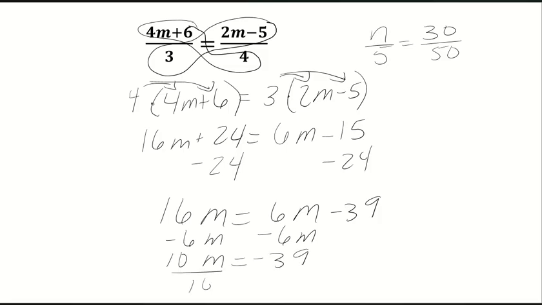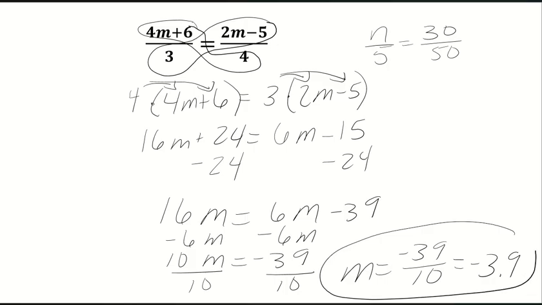And then my last step is I'm going to divide by 10. So m is equal to negative 39 over 10, or if I wanted to make it a decimal, it would be negative 3.9. That is how you would get your answer.